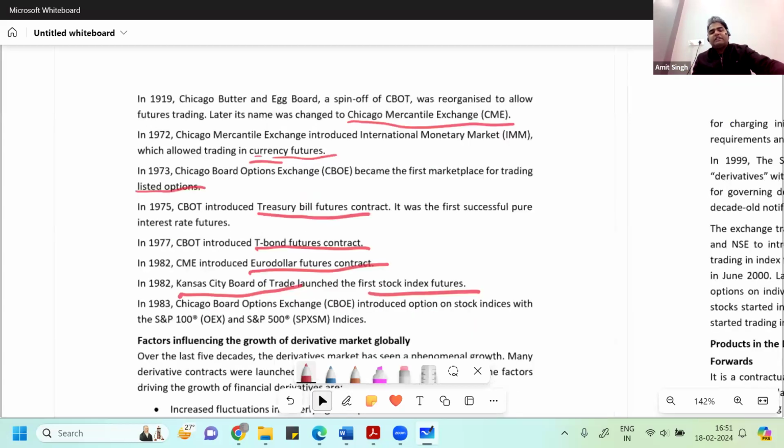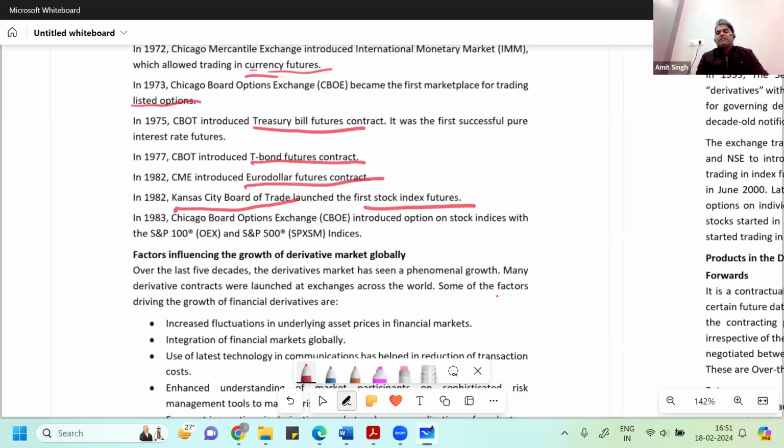Okay. Then in 1983, the Chicago Board Options Exchange introduced options on stock indices, over S&P, meaning Standard and Poor's 100 and 500 indexes. Okay, so as the Kansas City Board of Trade in 1982 introduced equity derivative, having an underlying asset as an index future or stock future, then it was a time of options. So the Chicago Board Options Exchange, CBOE, introduced options with an underlying asset, either index or stocks.